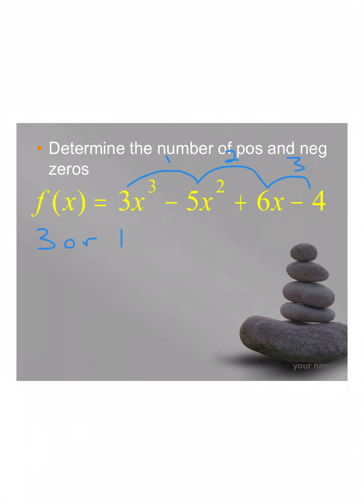The reason why we have to go down by 2 is to factor in the possibility of imaginary zeros, which we'll talk about later on in the chapter. Let's go ahead and evaluate our negative zeros. So what we're going to be doing is evaluating f of negative x. So I'm going to plug in a negative x everywhere we saw a positive x.